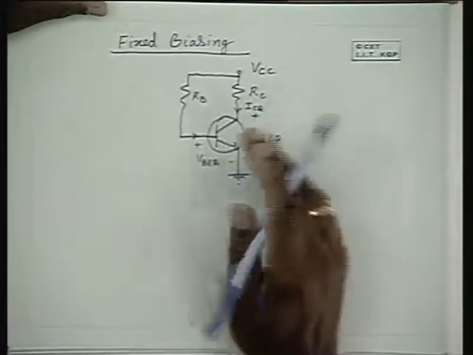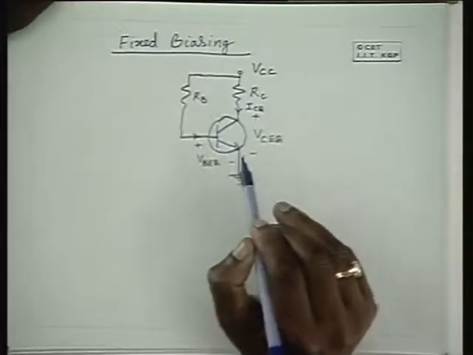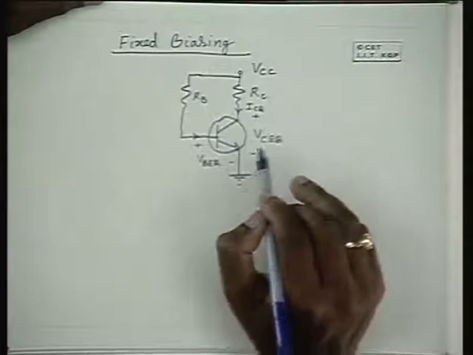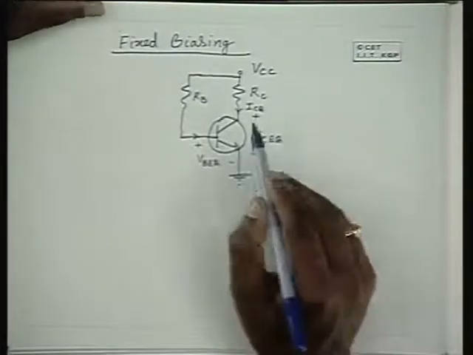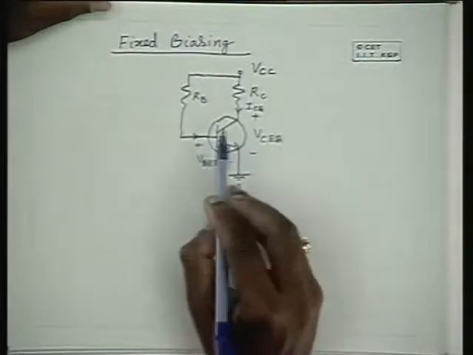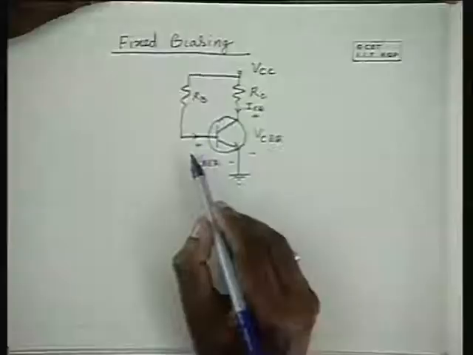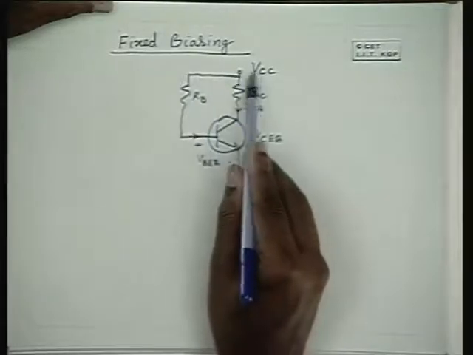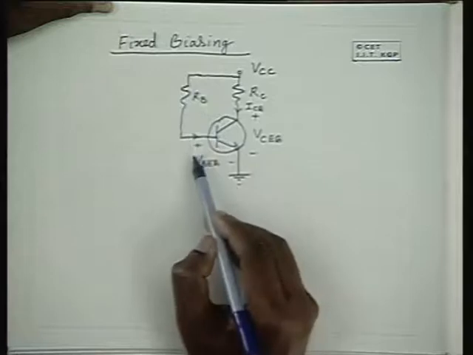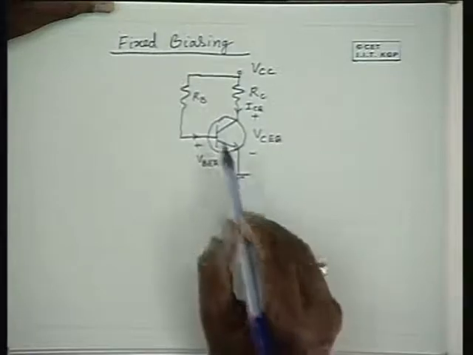Now, the question is how to select this RB and RC to provide a particular VCQ and IBQ. If you analyze this circuit, it will be clear to you. Now let us analyze a given VCC and given RB and RC, and see what kind of quiescent point it gives, how much ICQ it gives, and how much VCQ it gives. Now this is a positive supply applied through a resistance to the base emitter junction. So what does it mean?